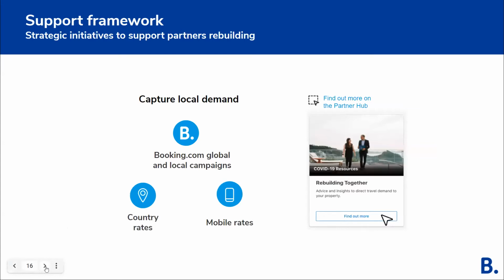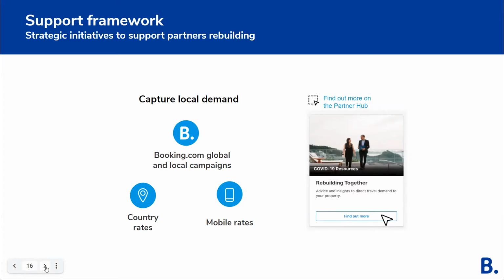And along with some of the global campaigns and marketing initiatives that we're doing, there's also a lot of smaller local campaigns and targeted programs that you can do to help your business recover. So two of the main ones are our mobile rates and our country rates. The mobile rates is a really good opportunity to capture our fastest growing segment of bookers.